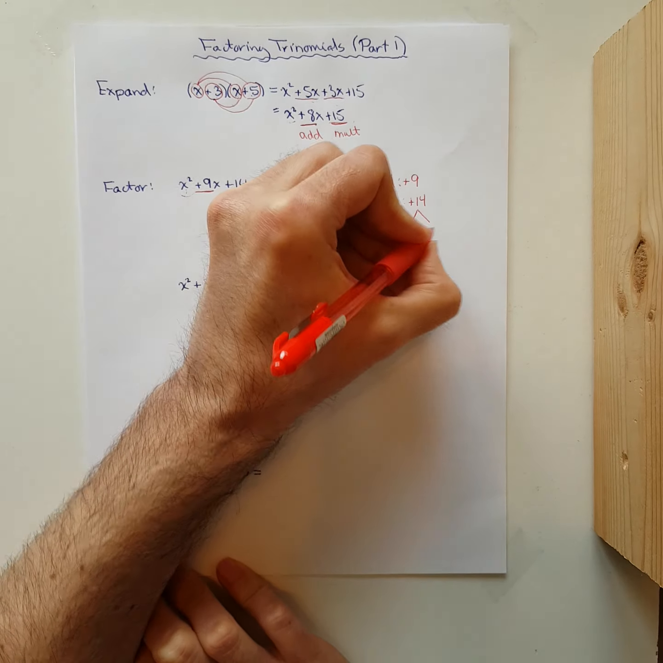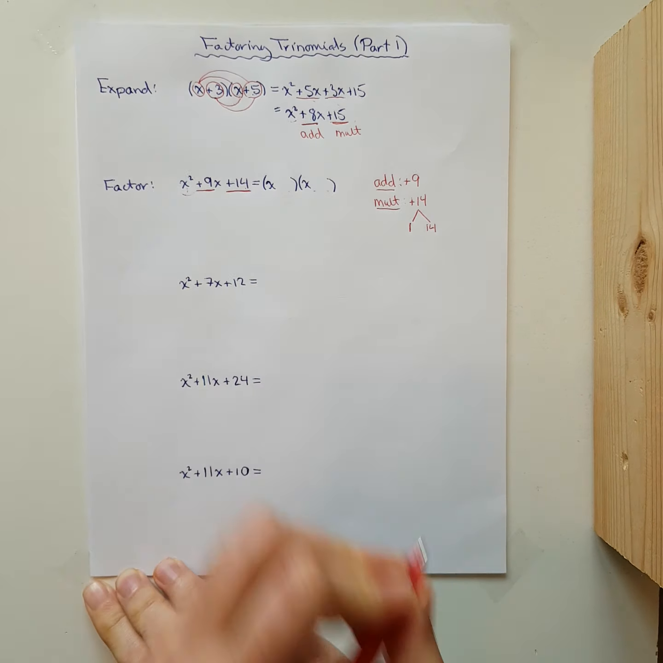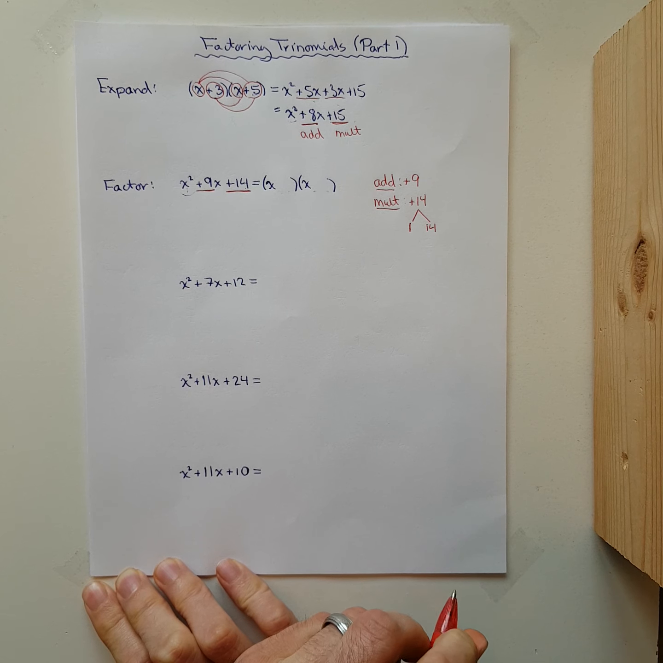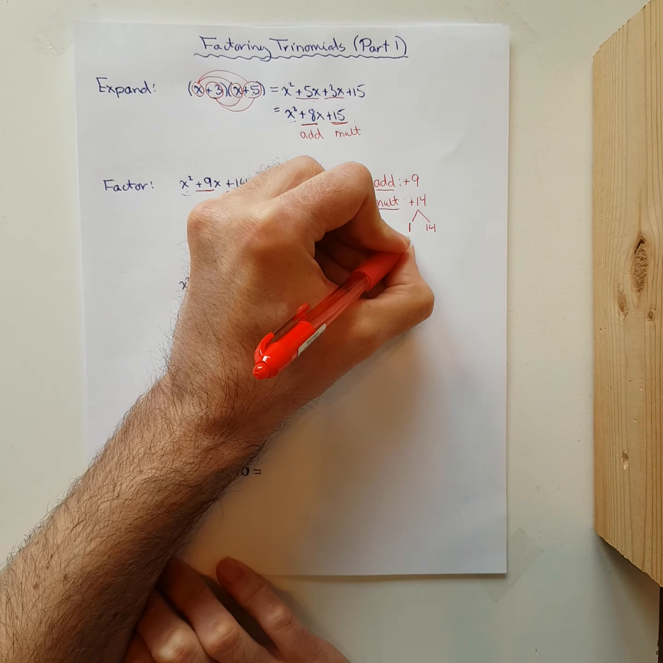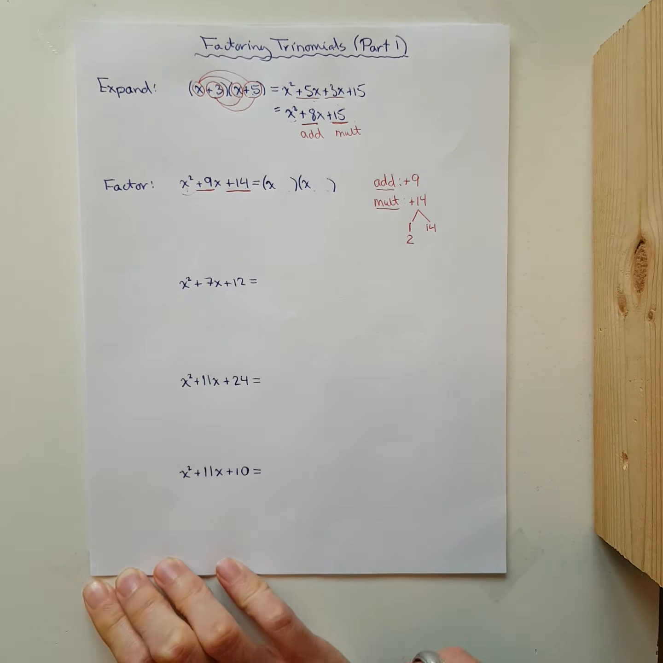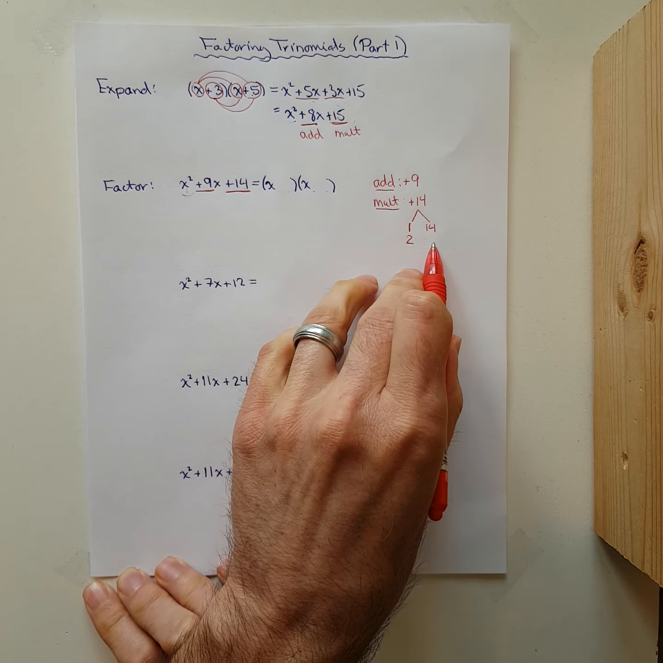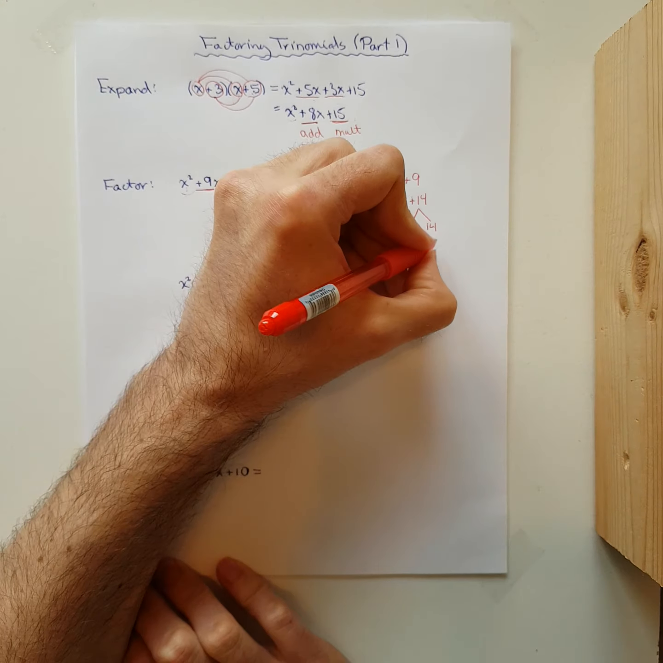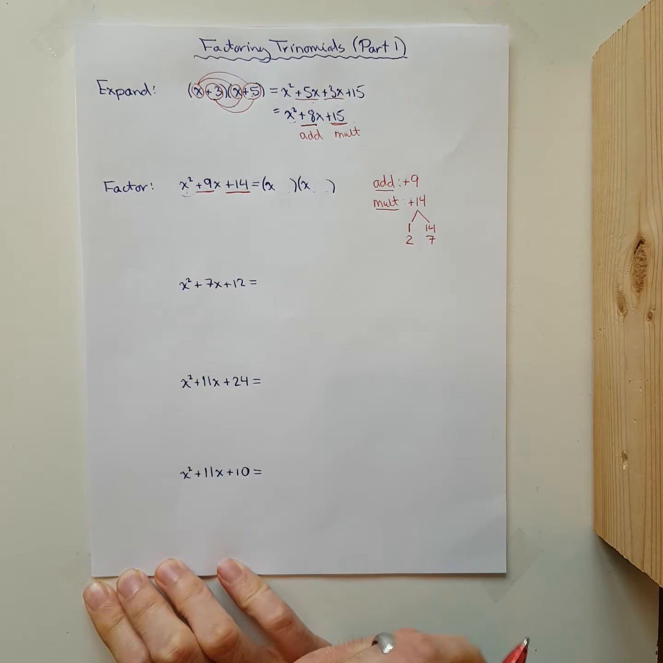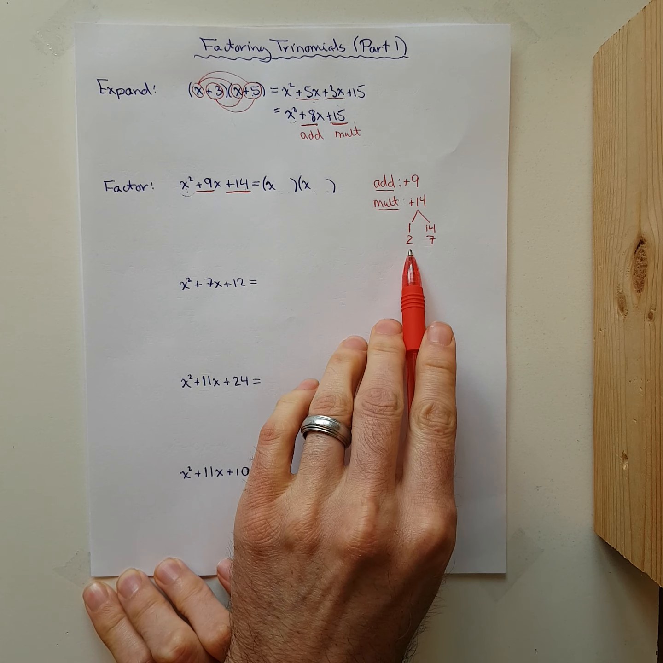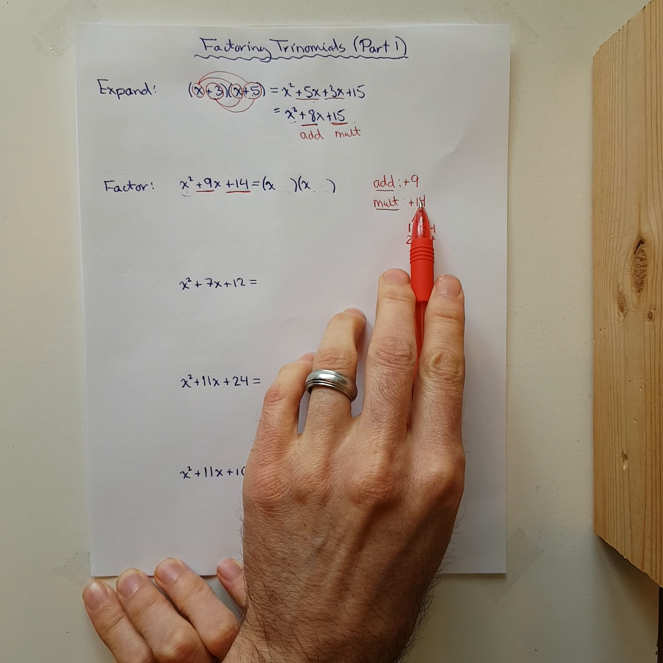Can I multiply 1 with something to get 14? And the answer is yes, 1 will always work. 1 and 14 will multiply to give us 14. And you can just go through your numbers. Next, I'll try 2. Does 2 work? 2 times what will give me 14? 2 times 7 gives us 14. Will 3 work? 3 times something give us 14?